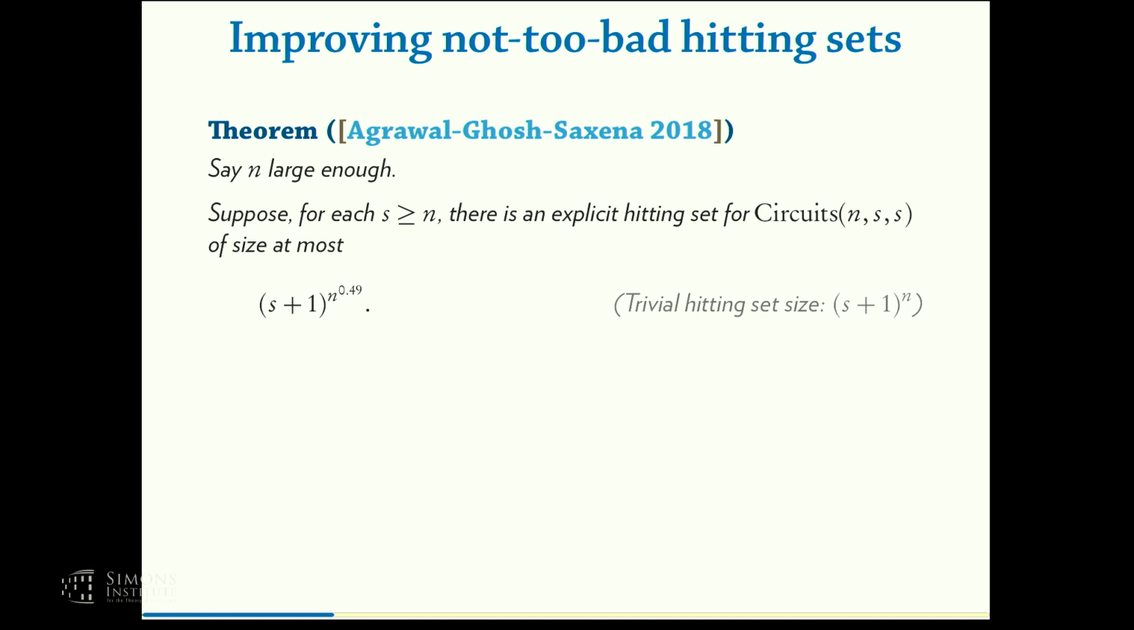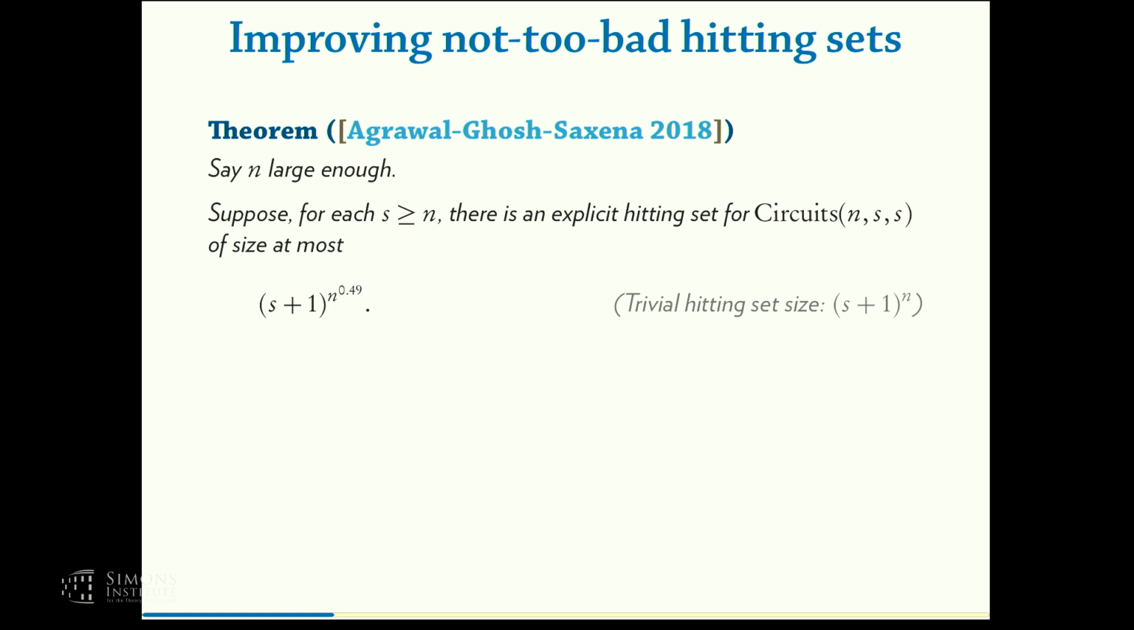So earlier this year, or later last year, Agrawal, Ghosh and Saxena proved this really cool result, which says the following. Let's assume that for every s bigger than or equal to n, you look at the class of size s circuits of degree on n variables, and I'm just going to assume that the degree is bounded by the size of the circuit.